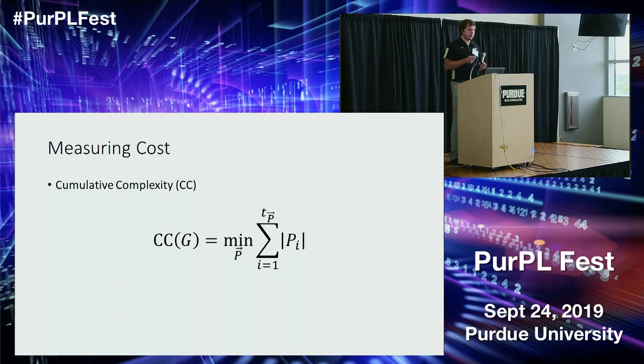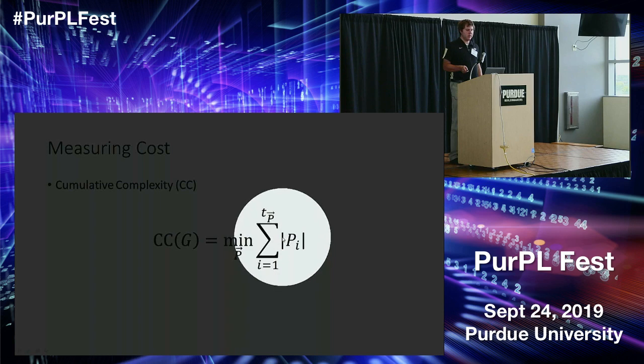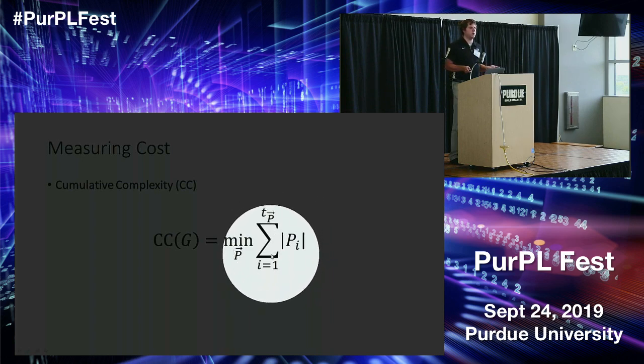We're going to look at a metric called the cumulative complexity of the graph. So in other words, we're just going to sum over all time steps the number of pebbles on the graph at that particular point in time.